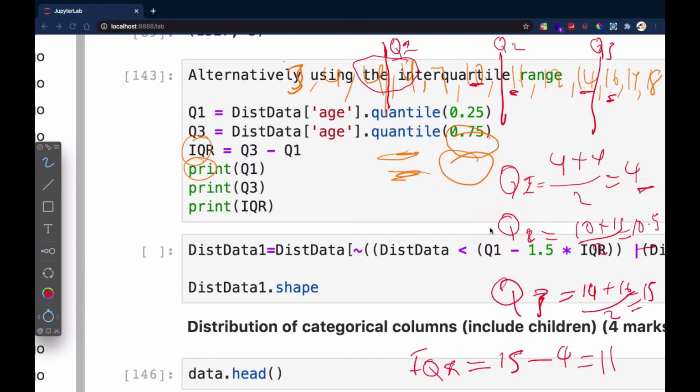But we're not going to do this because we have the quartile function here. So I just say that the first 25% of the data points are my Q1, and then the Q3 is going to be the 75% of my data.